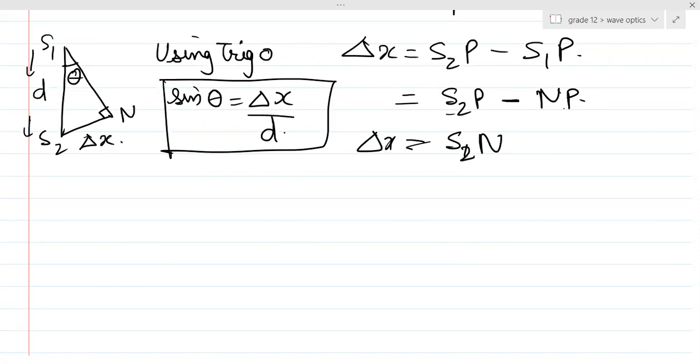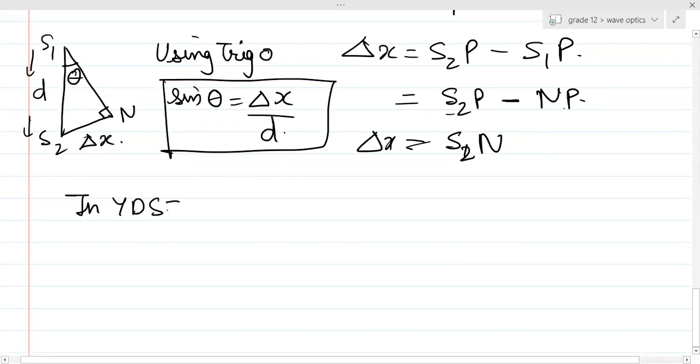Guys, can you see two different results? In Young's double slit experiment, this is the assumption which we need to take always: the distance between the slit and the screen is way greater as compared to the slit separation, right?